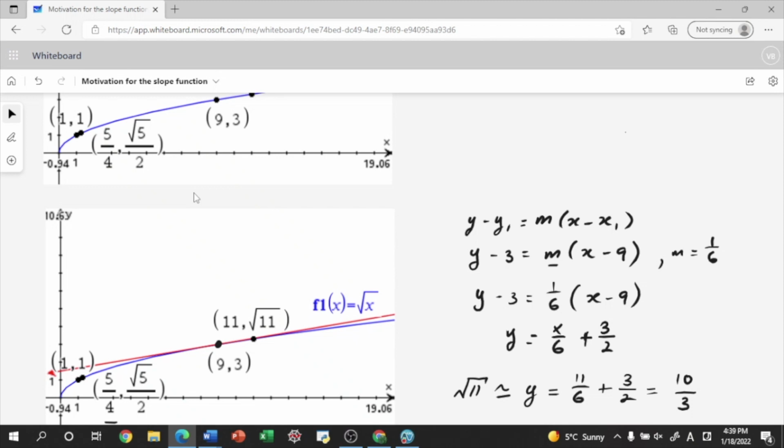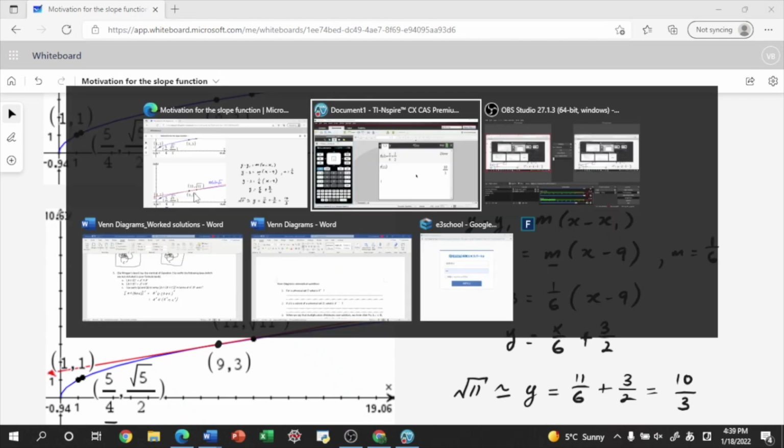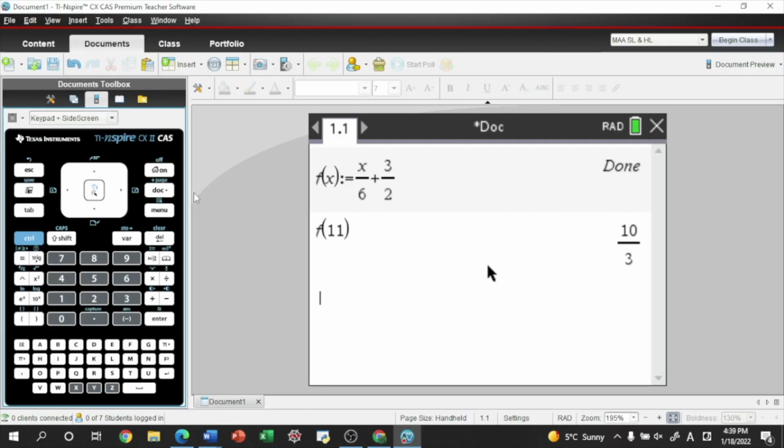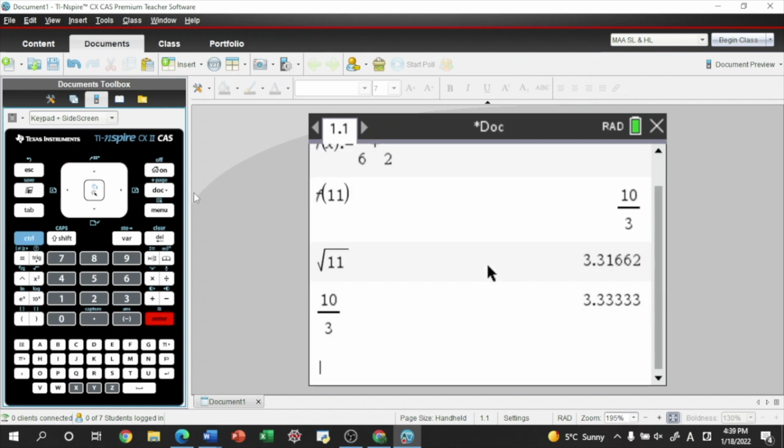It's also very, very accurate. On the calculator, if we were to compute the square root of 11 and hit Control Enter, we get 3.31. 10 over 3, on the other hand, is 3.33. That's a minuscule difference, so I think you'll agree that our method is pretty good.